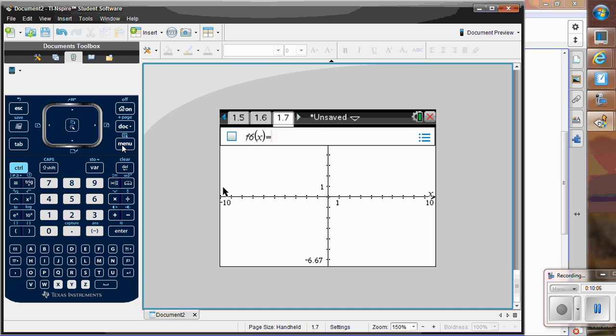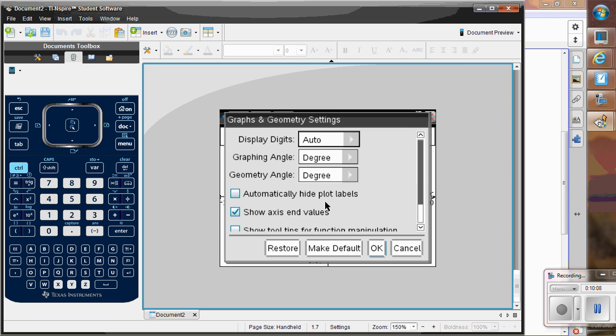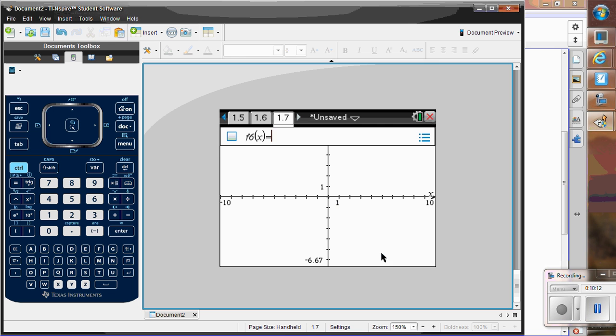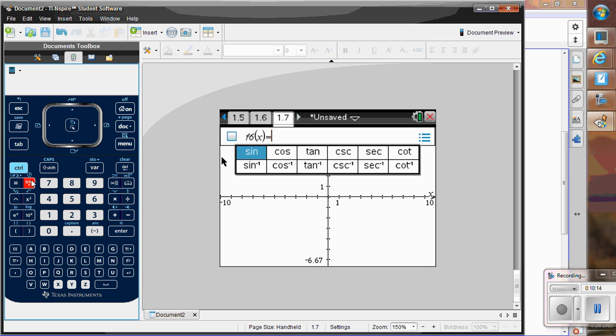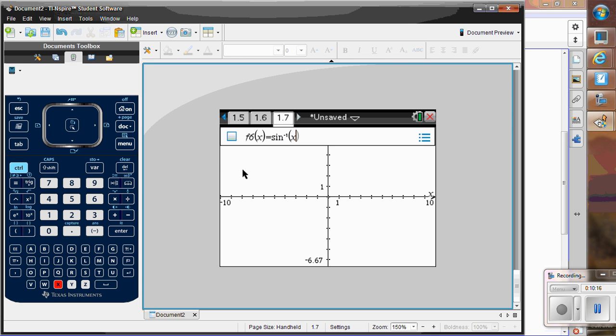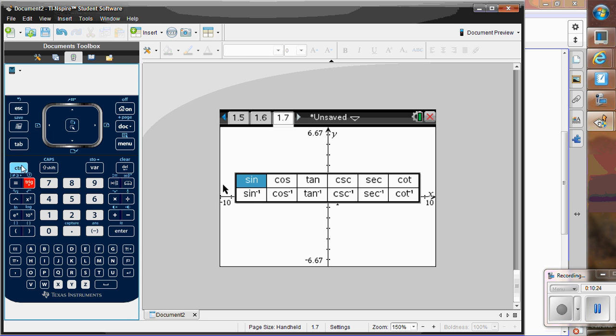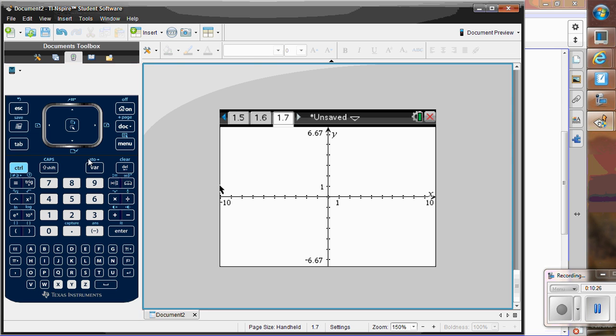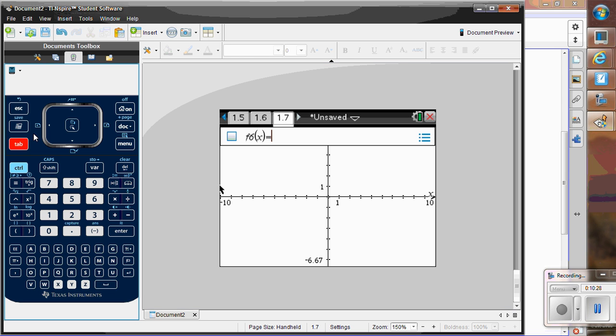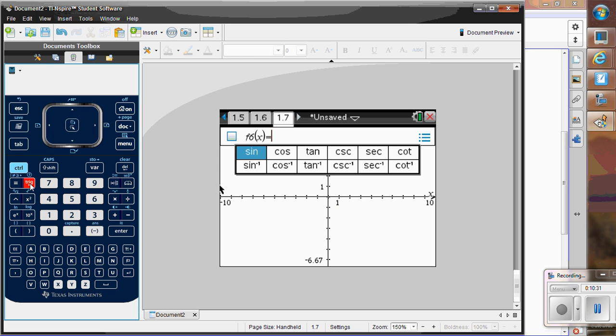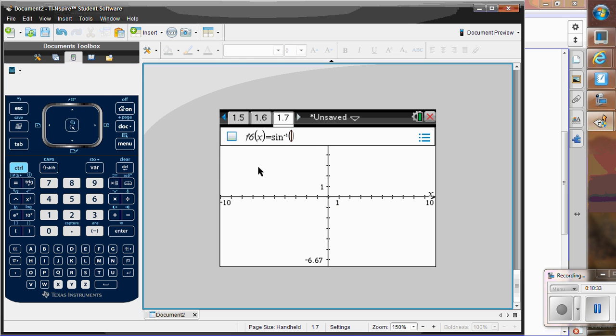And I want to change my settings in my graph to radians. And I want to graph the inverse sine. So I'm going to go to Trig, grab the inverse sine of x, and look at it. And it's not there for some reason. I don't know what happened. Just try again. Inverse sine of x. Hit enter. There it is.